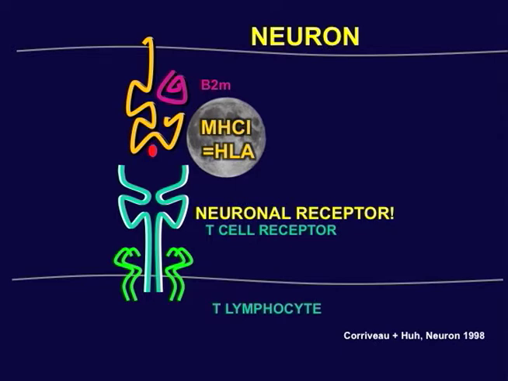And if it's self, then the lymphocytes are not activated to do anything. But if the cells are infected, let's say with a virus, then MHC class 1 proteins are loaded with foreign peptide. And this presence of the foreign peptide activates T cells via recognition with T cell receptors, and activates a program that actually leads to the destruction and death of the infected cell. And this is the adaptive immune system.